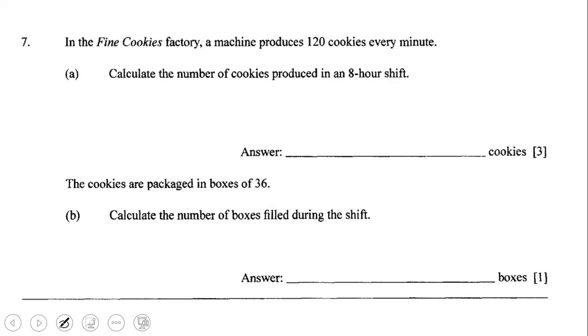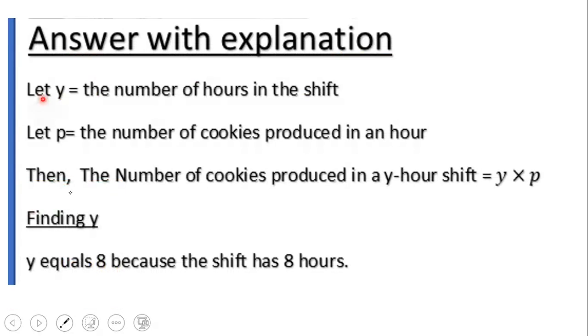Let us take a look at question 7a. In question 7a, the question wants us to calculate the number of cookies produced in an 8-hour shift. But how do we do this? Consider the next slide. Let y equal the number of hours in the shift, and let p equal the number of cookies produced in an hour. Then the number of cookies produced in a y-hour shift equals y times p.